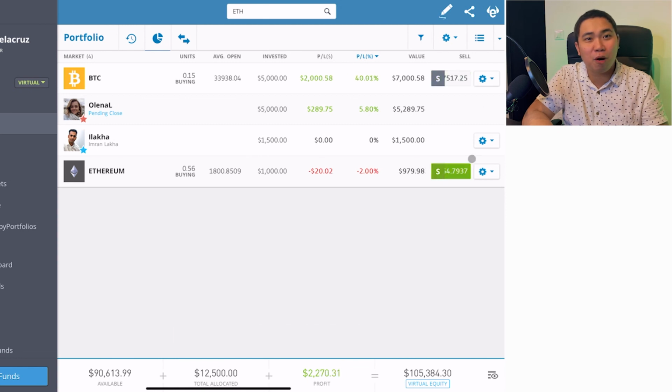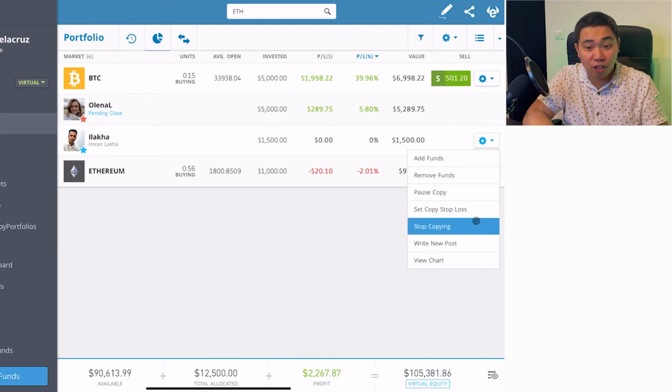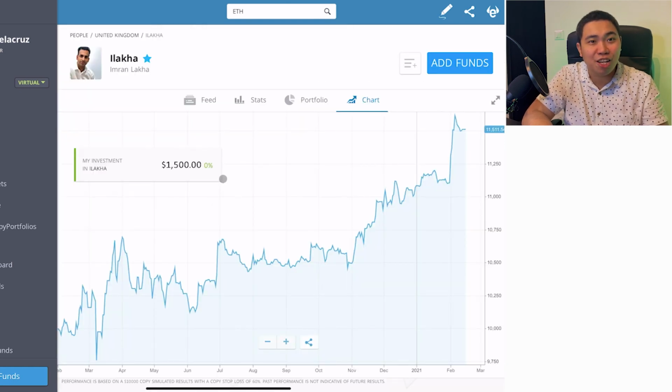You can also edit preferences as to the copy of this person's fund. You can select pause copy, which will pause the copying of any future trades. You can stop copying altogether, or you can view the person's chart so that you will be able to see what's happening and what has happened in your investment. Essentially, think about it as you are technically buying this person's portfolio, similar to how you're buying a share. It's just that you will only be able to purchase this person's portfolio at the current price. You will lose the flexibility to set the price that you want for any of the different investments.